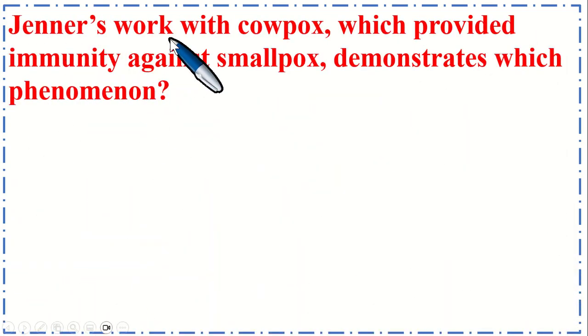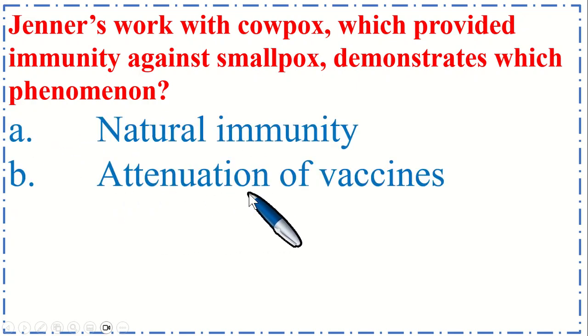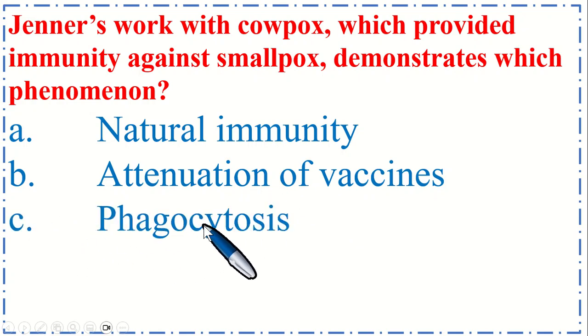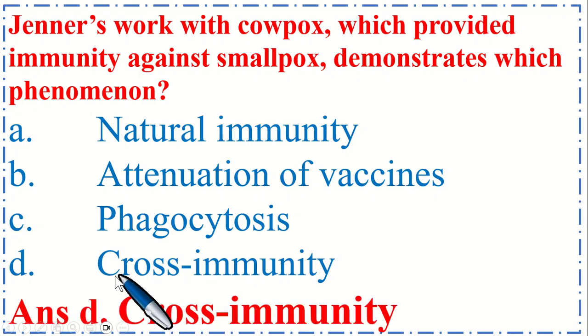Jenner's work with cowpox, which provided immunity against smallpox, demonstrates which phenomenon? Option A. Natural immunity. B. Attenuation of vaccine. Option C. Phagocytosis. And option D. Cross immunity. So the correct option is D. Cross immunity.